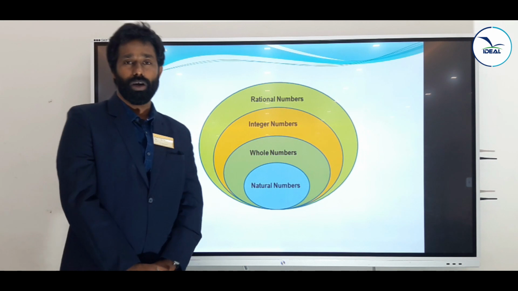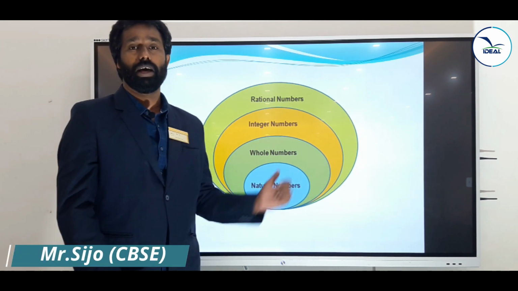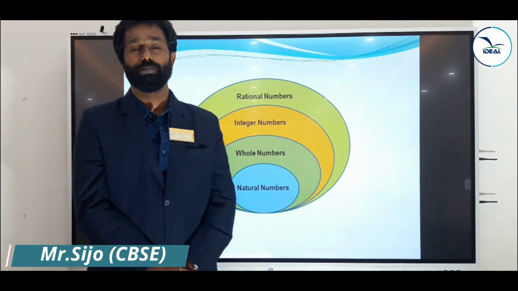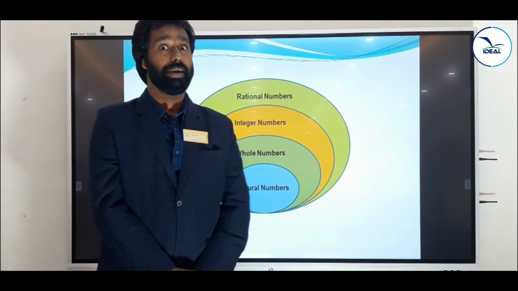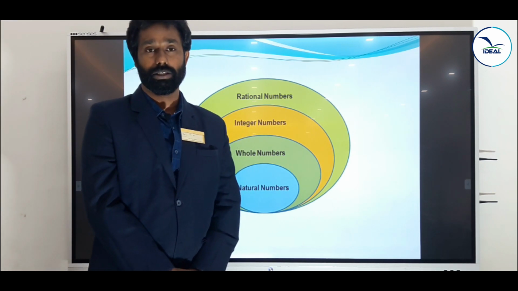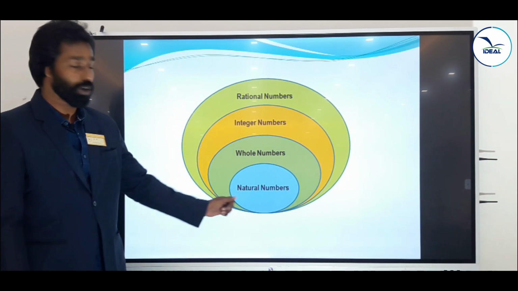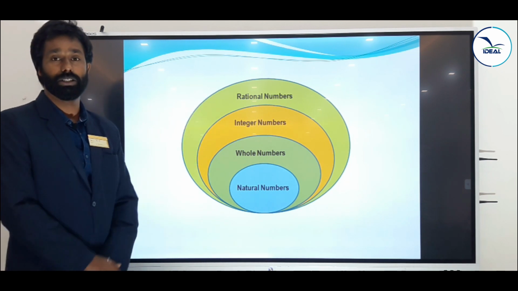Hi everyone, welcome back to the second section of our first chapter, number system. Last class we discussed different types of numbers: natural numbers, whole numbers, integers and rational numbers. So here is a flow chart. Here is a picture: natural numbers, then whole numbers, integers and rational numbers.